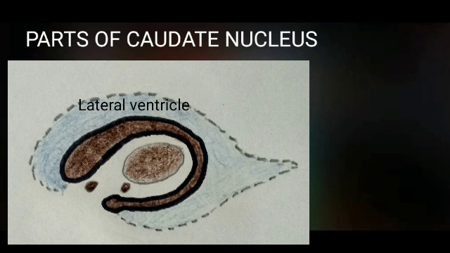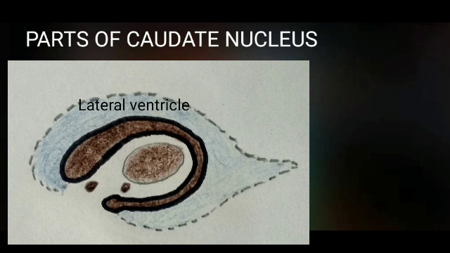Next part is the body. The body is narrower than the head, and the body is elongated, and the body forms the floor and central part of the lateral ventricle. The body of the caudate nucleus is separated from the thalamus by the stria terminalis and thalamostriate vein.